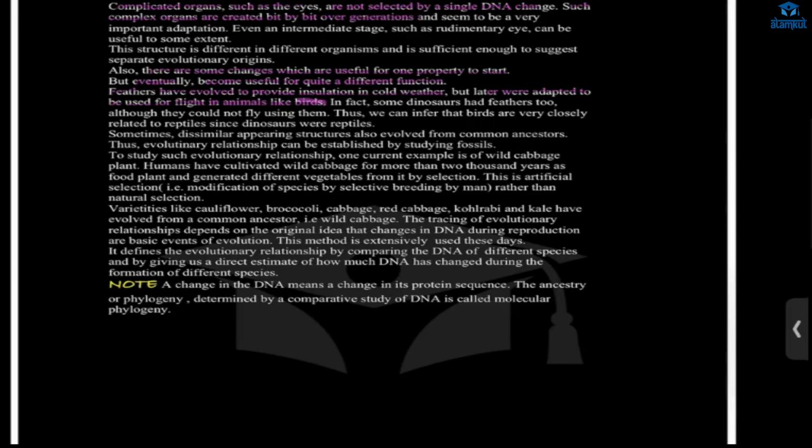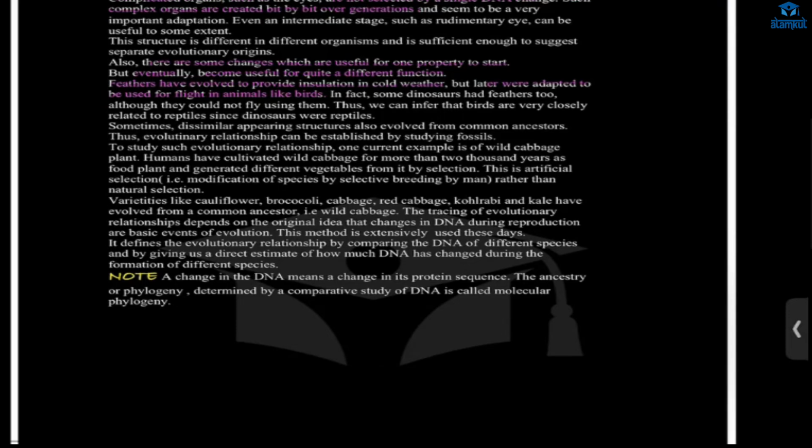First, feathers were used for what? For insulation in cold weather, through evolution. After that, dinosaurs also had feathers, but they didn't use them for flying.